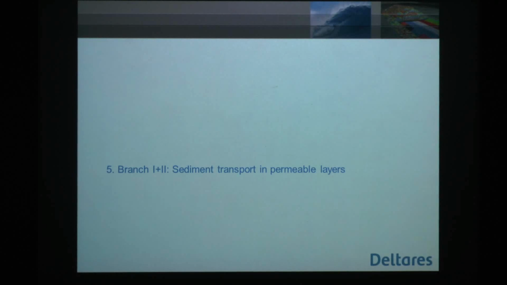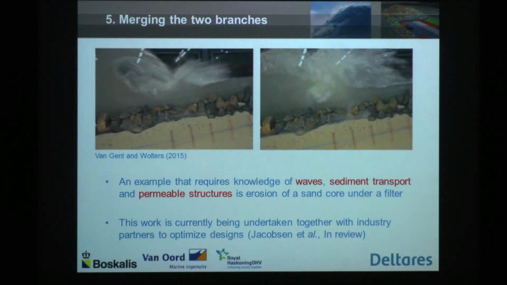So now coming to the more exciting part. The 2 pieces I've been going through now have been done several times in the past. I mostly focused on my own work because I can tell clearly about that. But the merging of both sediment transport and coastal structures is quite new, if not unique. So I'm very happy to be able to present that here today.